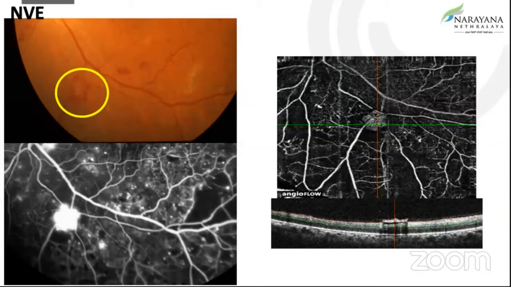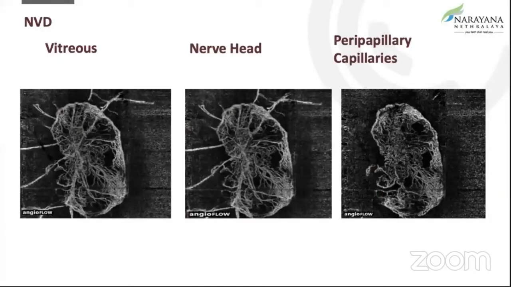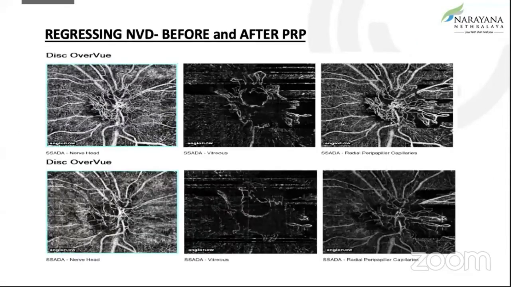If you want, you can even map it out and quantify it to see response to treatment, be it with PRP or with anti-VEGF. Here again, a patient with NVD, you can see extensive leakage, but with the different segmentation that's possible with OCTA, you can see it at the optic nerve head level, and even extending into the vitreous. This is another picture again of NVD at the vitreous level, at the nerve head, and at the peripapillary capillary level. So this segmentation is definitely very helpful, and you most often need to do it manually.